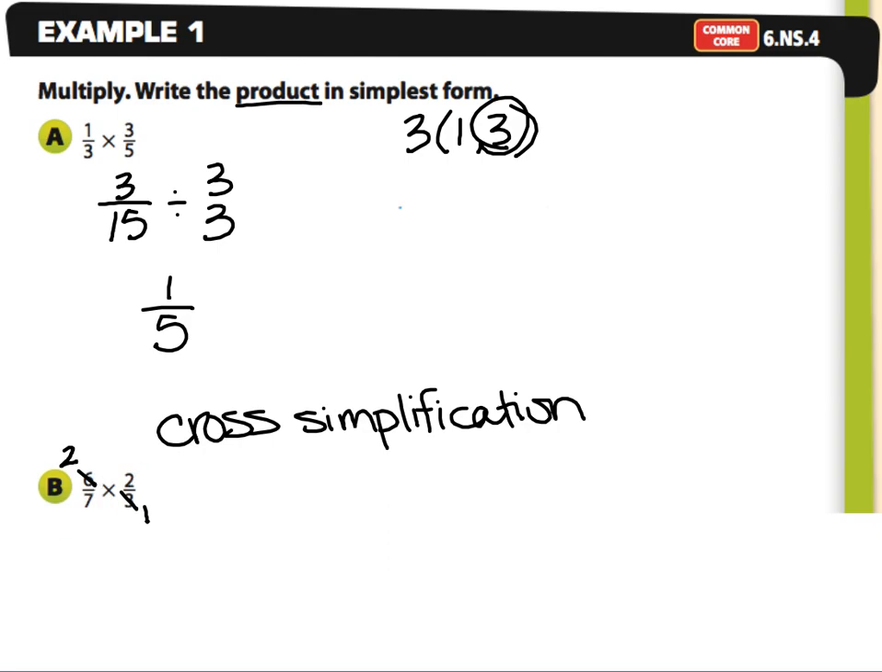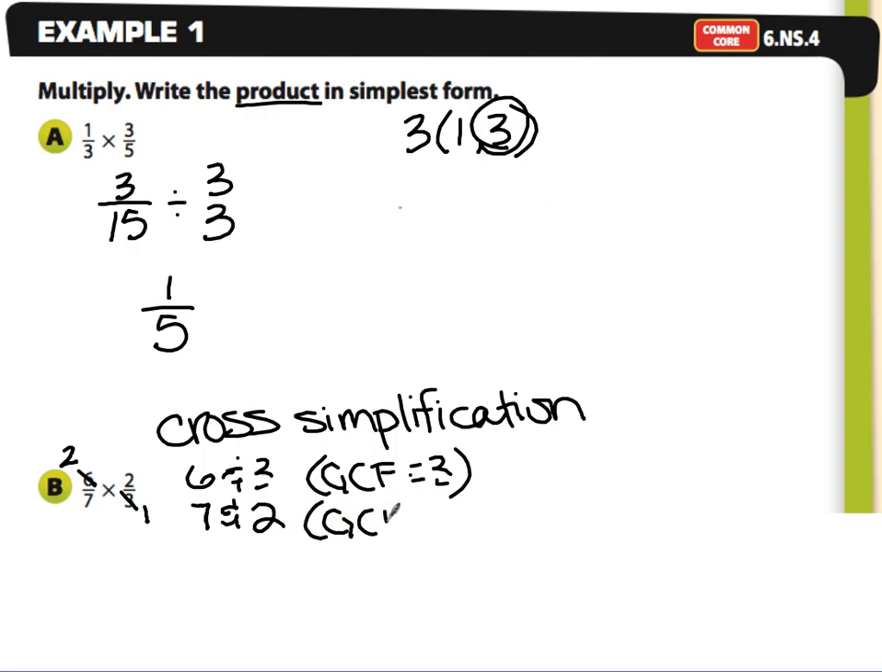Do 7 and 2 have a common factor? No. So for 6 and 3, the GCF was 3, and that's what I divided them both by. For 7 and 2, the GCF is 1, so I can't divide them. Some students like to rewrite the problem. Now instead of 6/7, it's 2/7 times 1/1... and when I do that, I get 4/7, and my answer is already in simplest form.